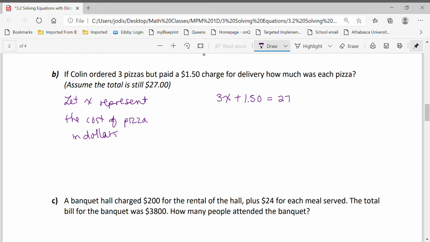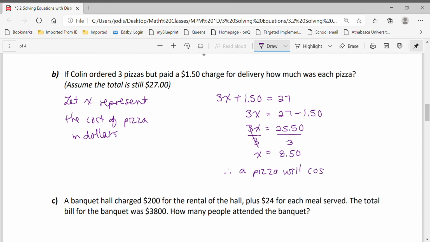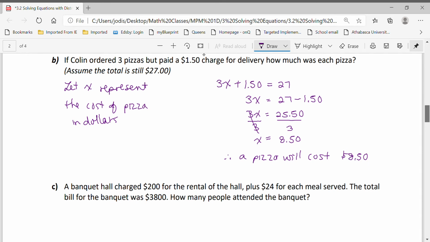So now we need to undo this, adding the $1.50. So we're going to do the 27, now we have to subtract $1.50. So we get $25.50 here. And then to undo the multiplying, we need to divide. Those go away, and we get $8.50. So in this case, therefore, a pizza will cost $8.50. So even cheaper. I like this pizza place.